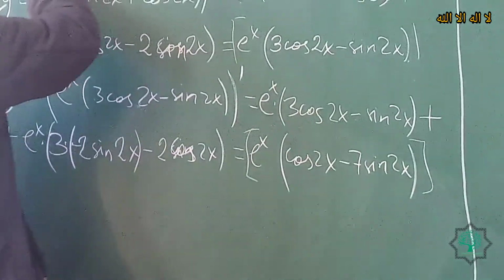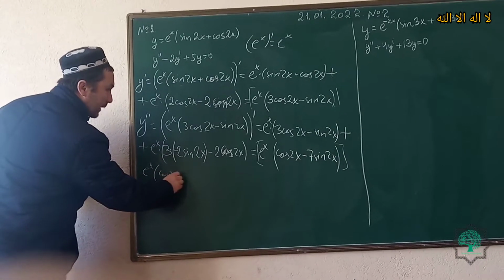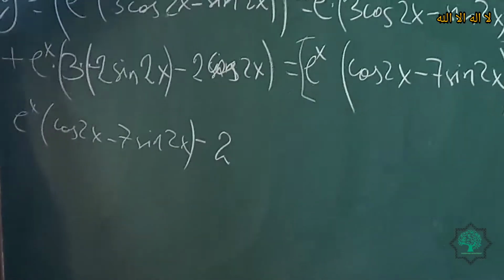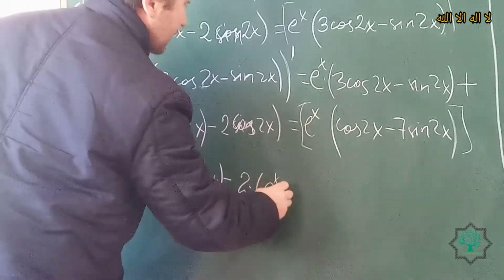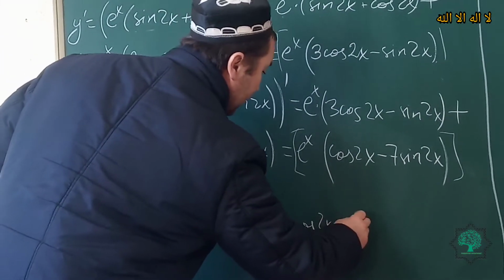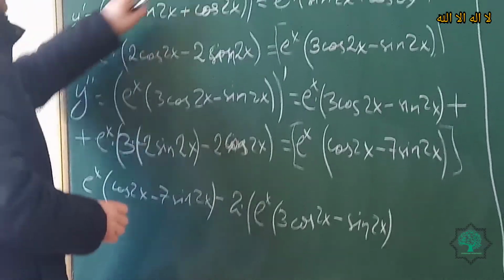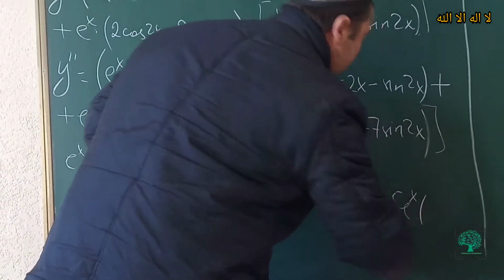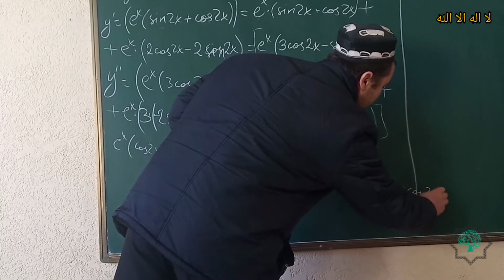Okay, we put these functions in their places. We substitute: e in power x times cosinus 2x minus 7 sinus 2x, minus 2 multiplied by e in power x times 3 cosinus 2x minus sinus 2x, plus 5 e in power x times sinus 2x plus cosinus 2x.